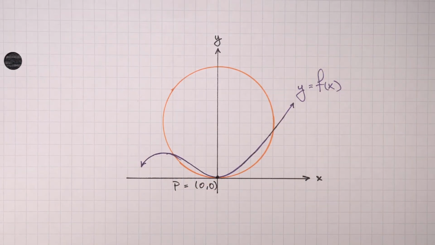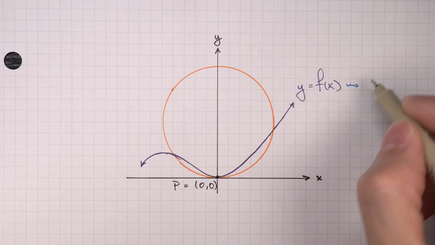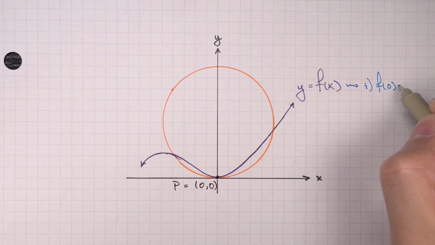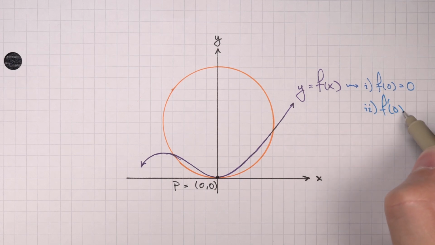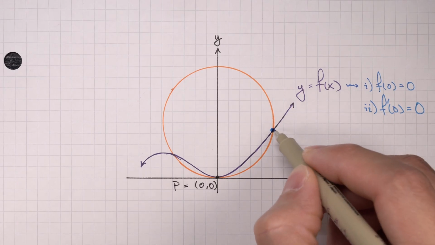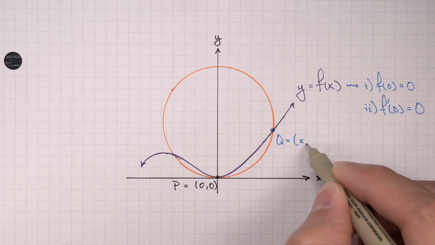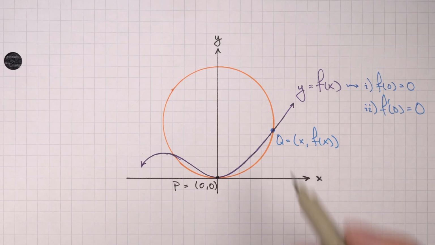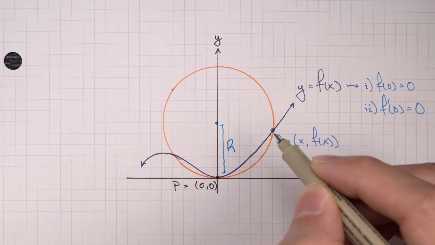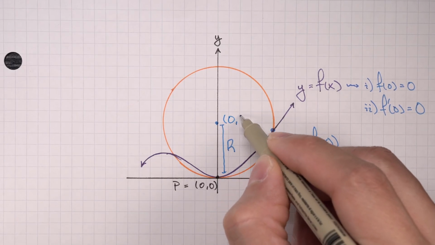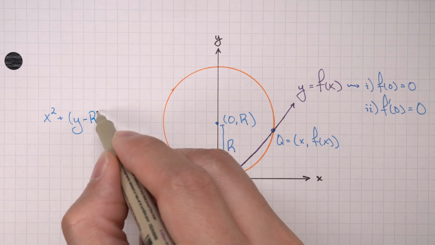The curve being a graph means it's defined by an equation y equals f of x. And because this graph crosses the origin and has a horizontal tangent line there, we know that f of 0 is equal to 0, and also that f prime of 0, the first derivative, is equal to 0 there. Now this point Q here, since it lies on the curve defined by y equals f of x, has coordinates x comma f of x. And this circle here, let's say it has radius capital R, will have center 0 comma R, and that means we can define it using this equation here: x squared plus (y minus R) squared is equal to R squared.